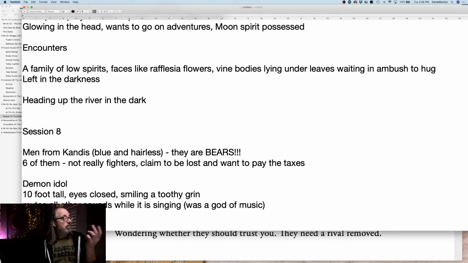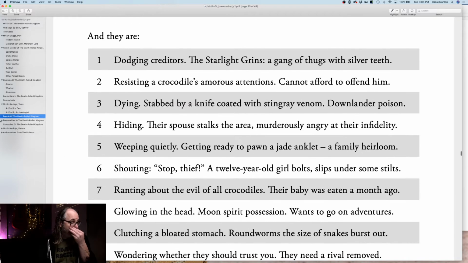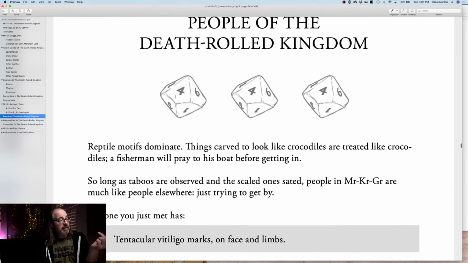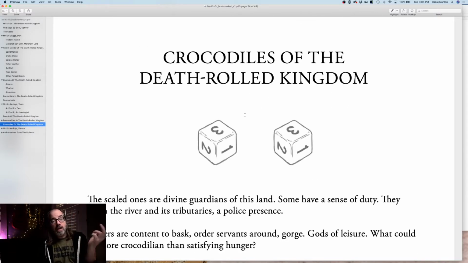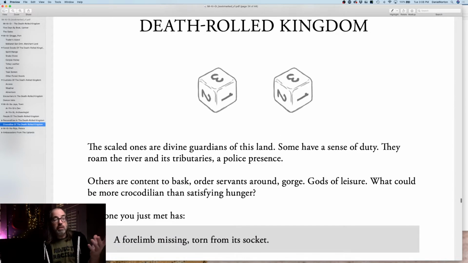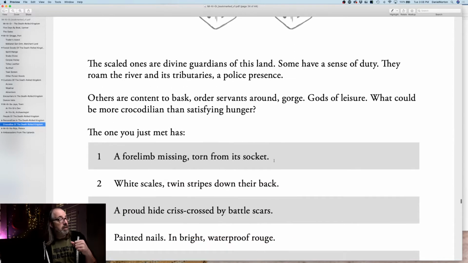So she's on the river, so I'm going to look at the options I have here. I could have her encounter more people. Again, I have this random chart, but what I did notice here was there's a crocodile. Crocodiles of the Death Roll Kingdom. And I know that she's enjoyed interacting with the crocodile. The minimal interaction that she's had with crocodiles, she's very much liked. Again, I'm playing it up to my player. So since I noticed she likes crocodiles, I just want to make a new crocodile and have her run into them.